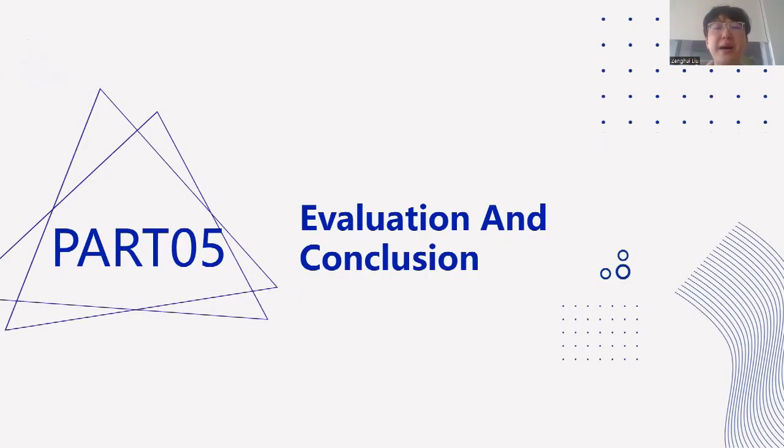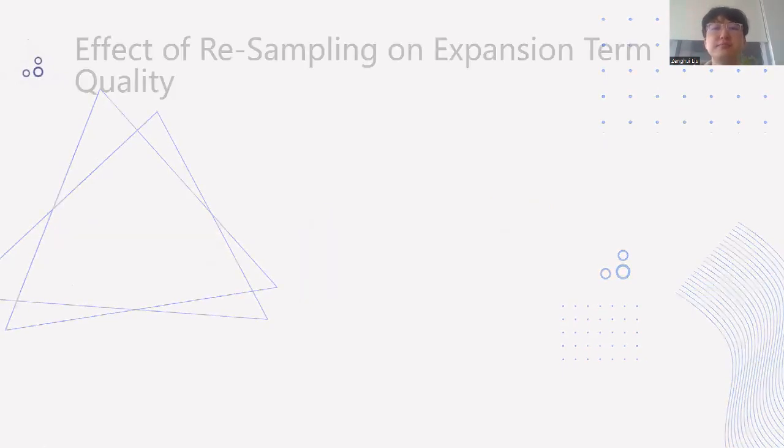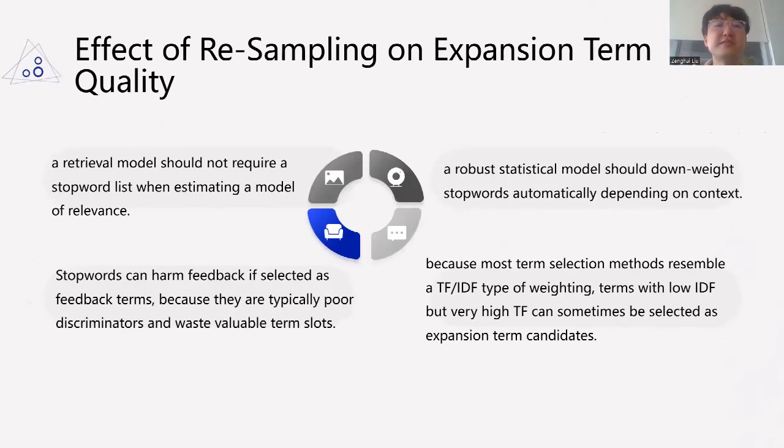Let's talk about the final part, evaluation and conclusion. Firstly, this part is about the effect of resampling on expansion term quantity. So the retrieval model should not require a stop word list when estimating a model of relevance. And the second one, the robust statistical model should downweight stop words automatically depending on context. Stop words can harm feedback if selected as feedback terms because they are typically poor discriminators and waste valuable term slots.